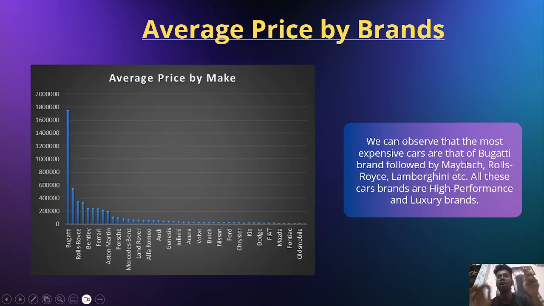We can observe that the most expensive cars are from Bugatti, followed by Maybach, Rolls Royce, Lamborghini, etc. Bugatti cars are the most expensive, at about 1.7 million, followed by Maybach, Rolls Royce, Lamborghini, and the subsequent expensive cars. All these car brands are high performance and luxury brands. So the market category is mainly luxury and high performance; all the expensive cars belong to these two categories.